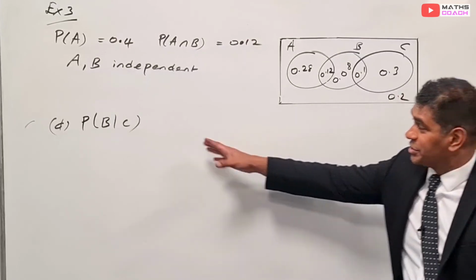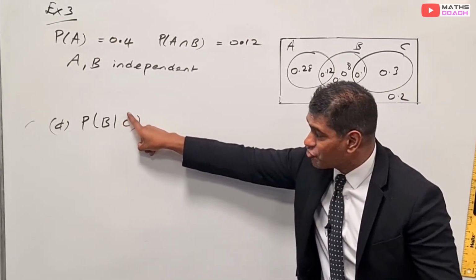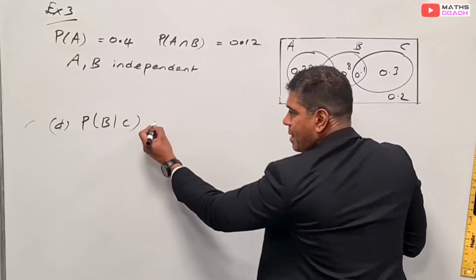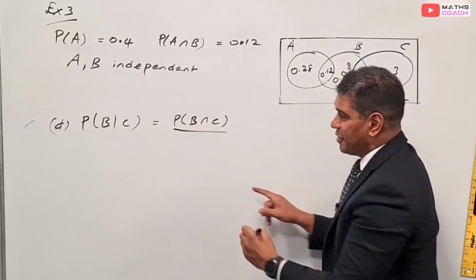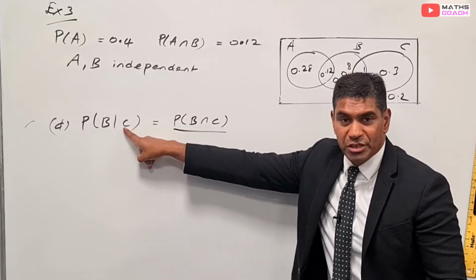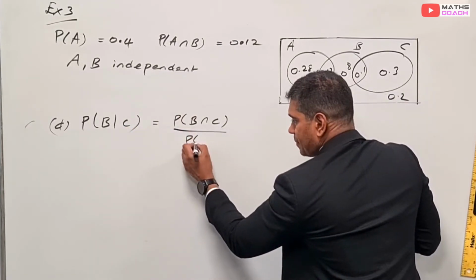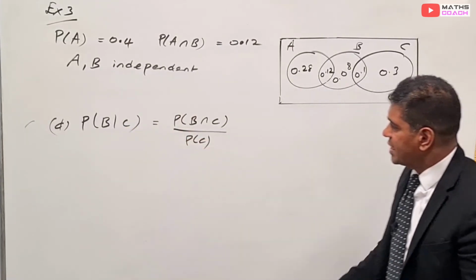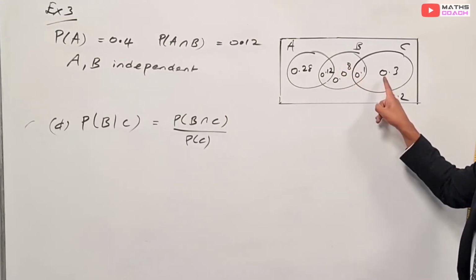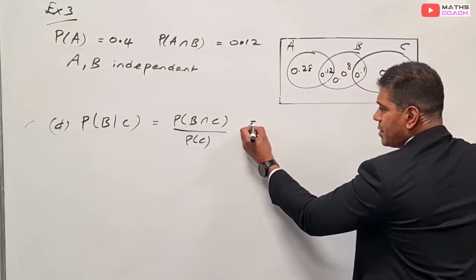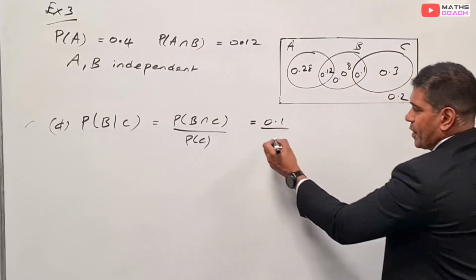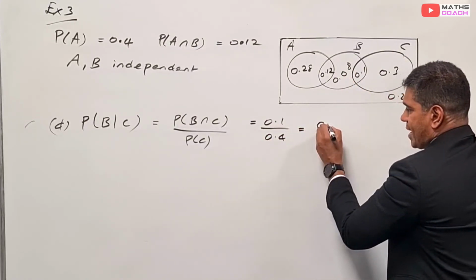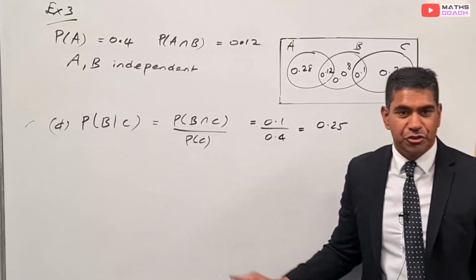Now we're on question D. The condition here is a right-hand side C. And remember, when we open it up, we get B and C, and the denominator must associate with this right-hand side here, which is C. Probability of B given C, or B and C, we know that the overlap is 0.1, and we know that all of C is 0.4, and then you'd get 0.25 as your answer.